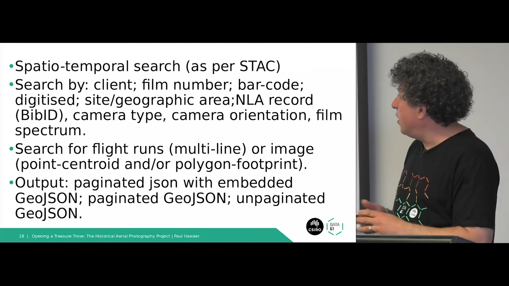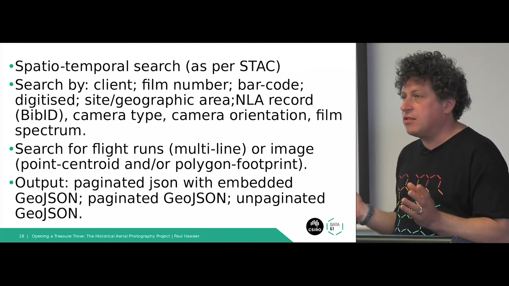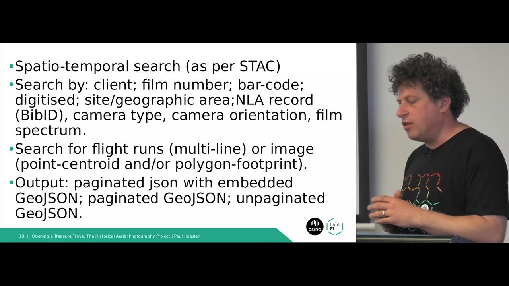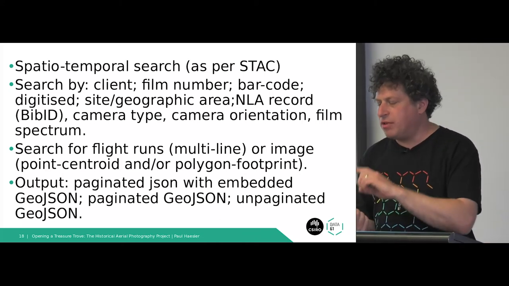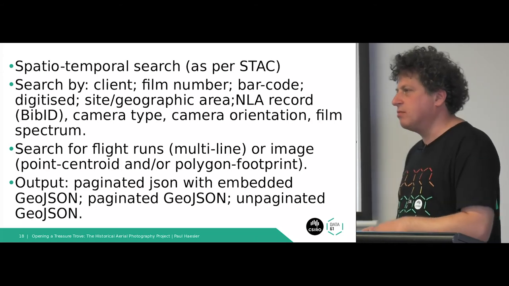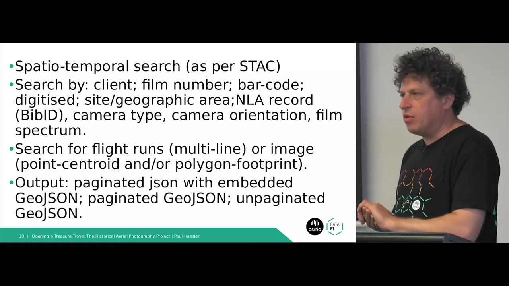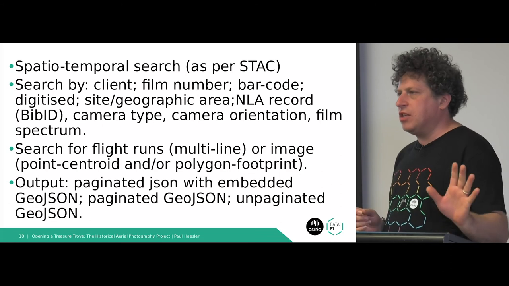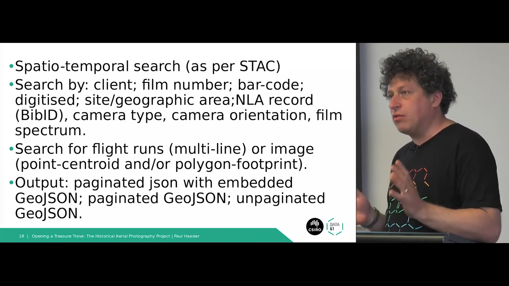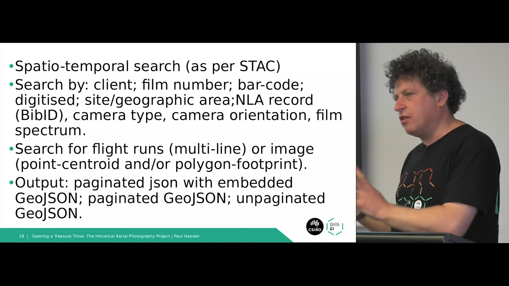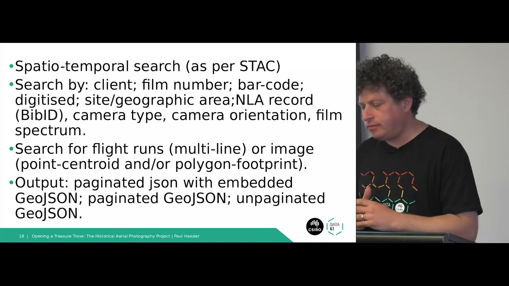Most of these imageries are indexed to the National Library of Australia, so we can search by the National Library of Australia ID codes. Camera type, camera orientation, and film spectrum, we can also search by as well. Most of the imagery is black and white, particularly the historical stuff. Some of the more recent stuff is black and white infrared imagery, and the very recent stuff is all in colour.